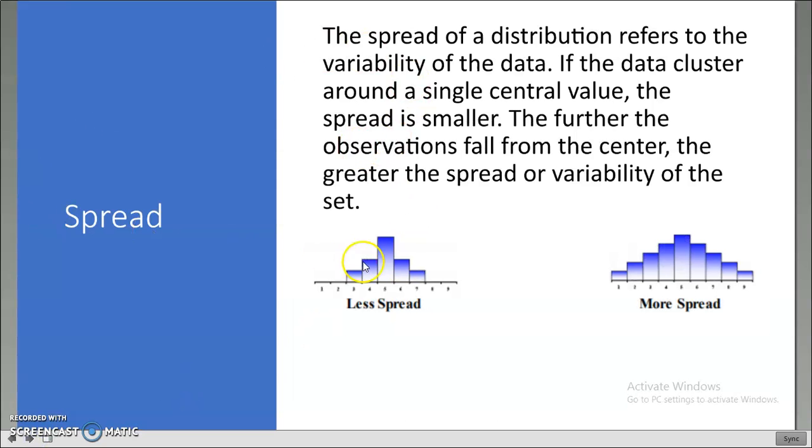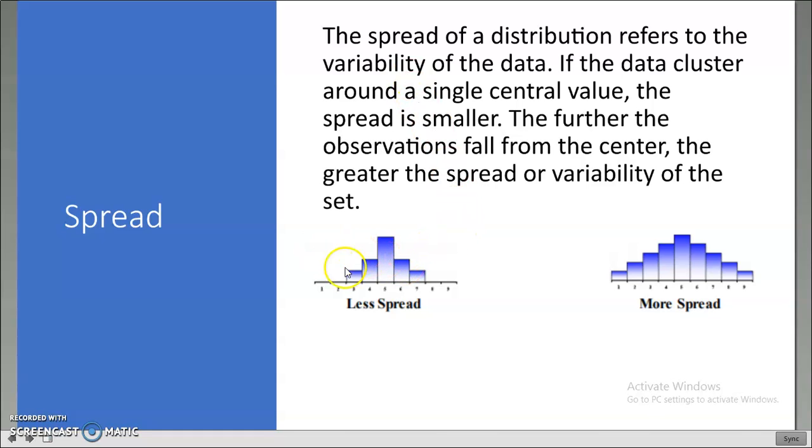All right, so here we have spread. The spread of a distribution refers to the variability of the data. Variability, if you think of the word vary, it means to vary, just like what it says. So it's talking about how much the data changes or is variable. If the data cluster around a single central value, the spread is smaller. The further the observations fall from the center, the greater the spread or variability of the set.